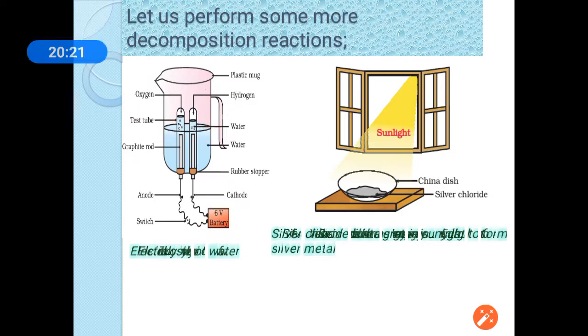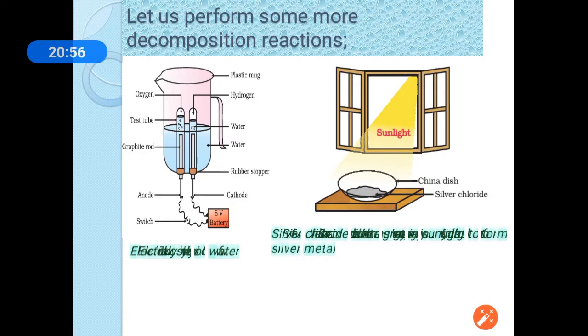One more important observation you can see here: the volume of the hydrogen gas collected over here is double that of the oxygen gas. The reason is that by the decomposition of H2O, we get 2H2 plus O2. So that's why the volume of hydrogen gas is double.